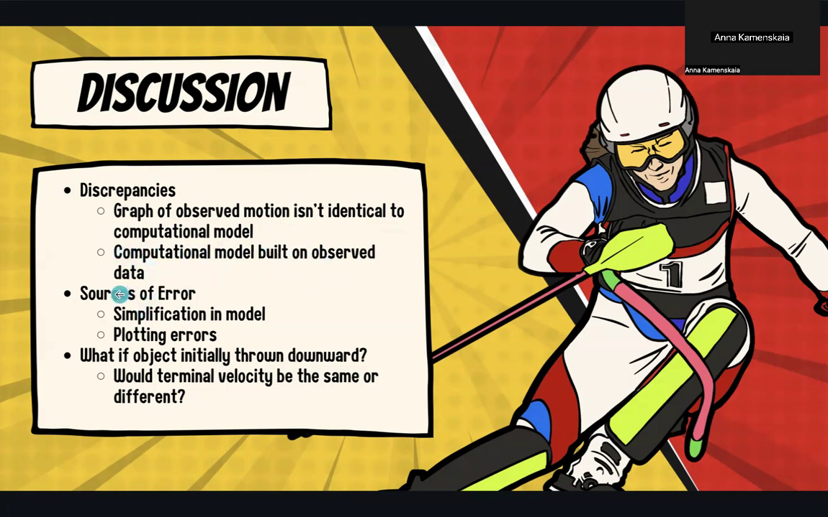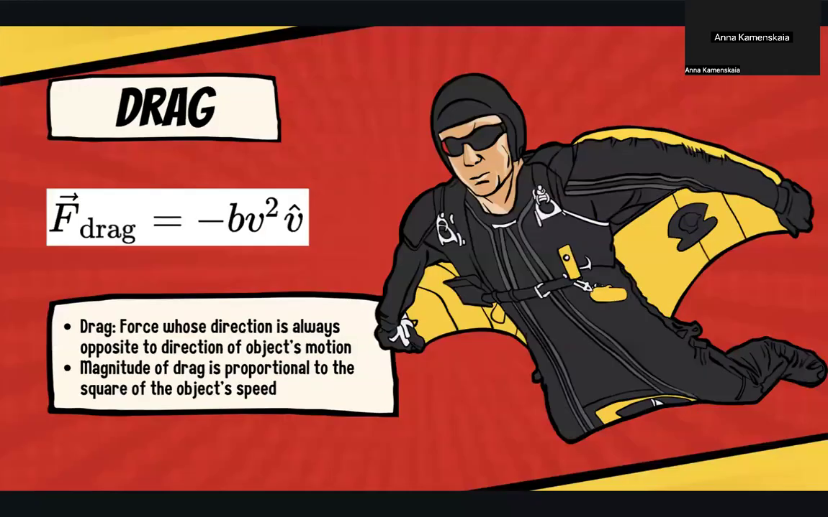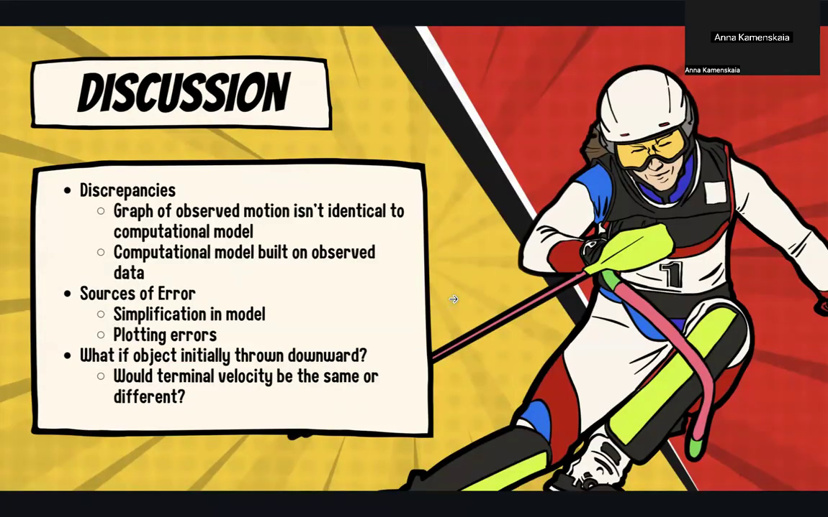So what could be the sources of error? First, the simplification in our model, even incorporating the force of drag, because we assumed that the magnitude of the drag was proportional to the square of the object's speed, it might not have been that in real life. It might not be that exact proportionality of the square of the speed. And again, plotting errors on my part when I was plotting the location of the clementine at different timestamps, that could also vary based on my accuracy with that.